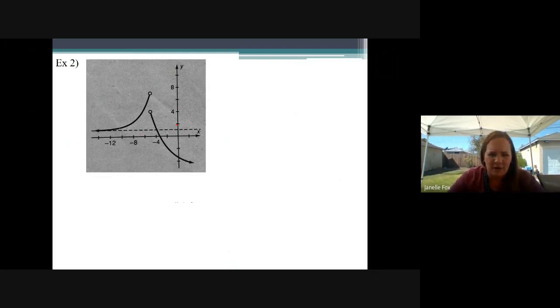So you're going to try to copy that down. And let's go ahead if we can answer some of these questions. There's a whole host of questions that we're going to answer. The first one says, what's the limit as x approaches negative infinity?